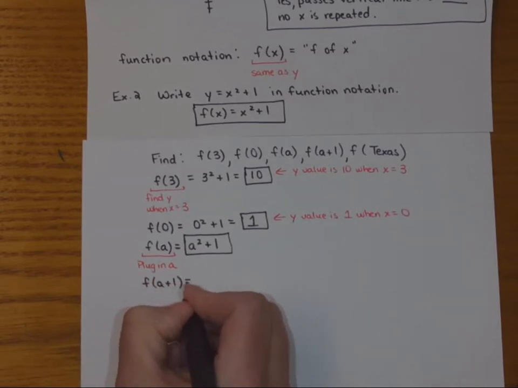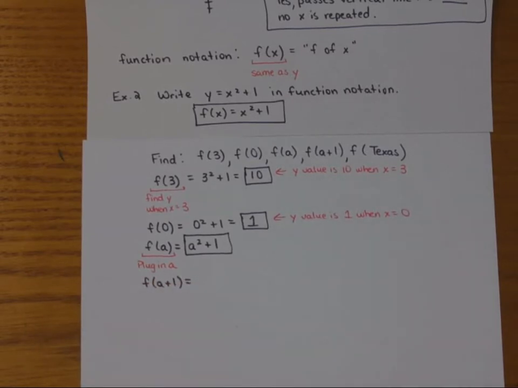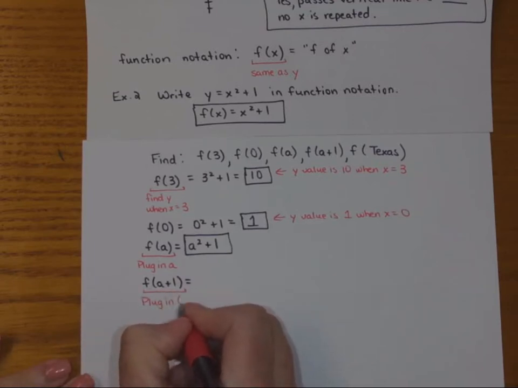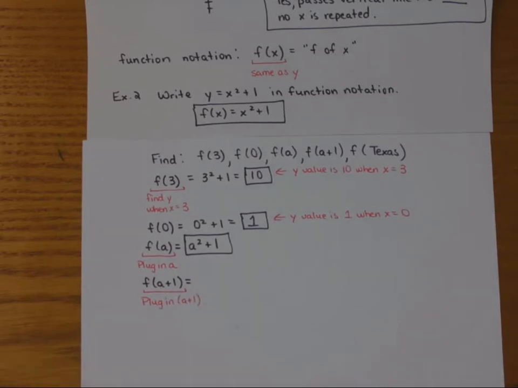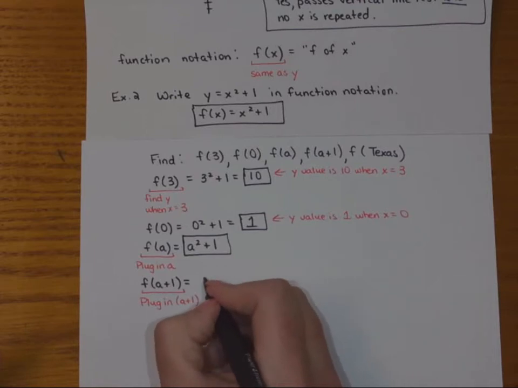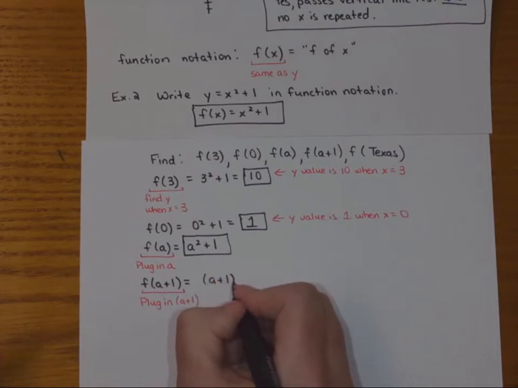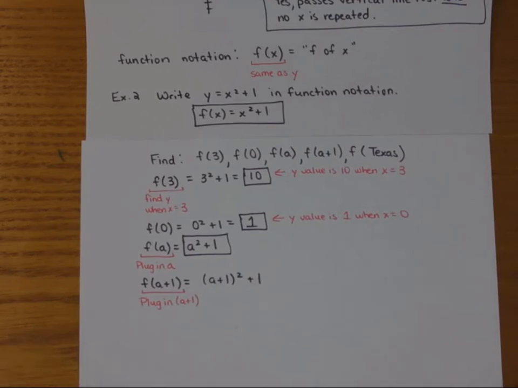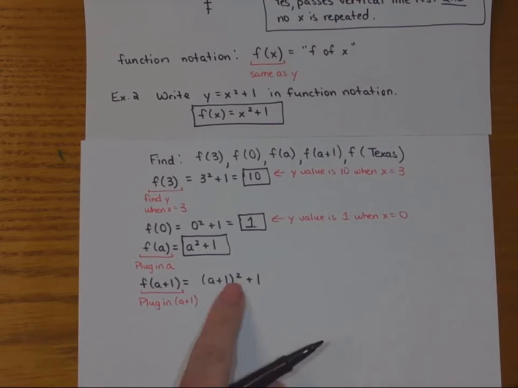So probably the toughest one in this example. What about f of a plus 1? And the answer is it does not matter what is here. Whatever is listed here, it just means you need to plug in all of it. So we need to plug in a plus 1 everywhere there's an x. So in place of x, instead of x squared plus 1, we're going to get a plus 1 parentheses squared plus 1.